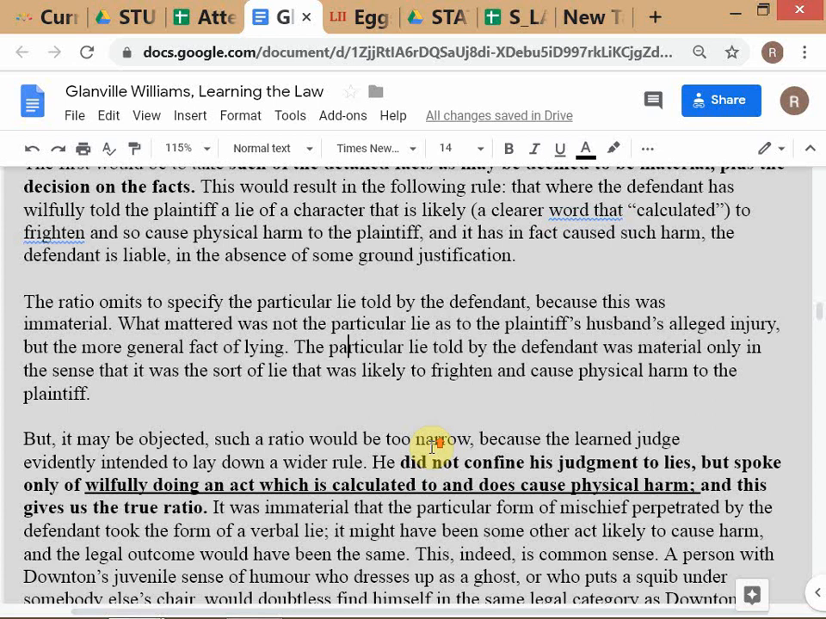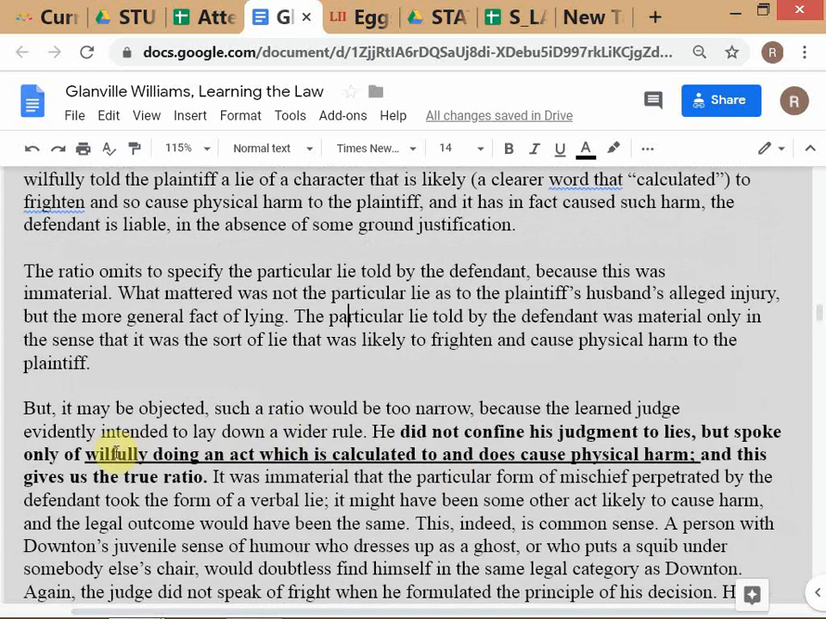But here what he's talking about is this is the ratio that the judge laid down in Wilkinson v. Downton. So Downton was held liable to pay damages to Mrs. Wilkinson because what the judge determined was that he willfully did an act, if you just focus on this part, which I've underlined. Is the font big enough, Priya? Is the font big enough?